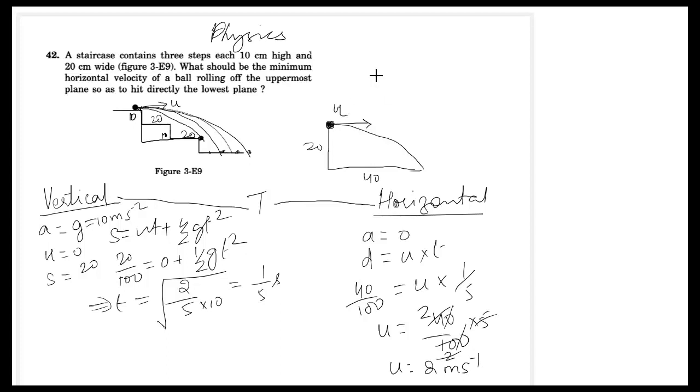So what we have got is that the minimum velocity required to project the ball horizontally so that it touches the lower plane of the stairs is u equals 2 meters per second. Fine. So this is the way we are going to solve this question number 42.